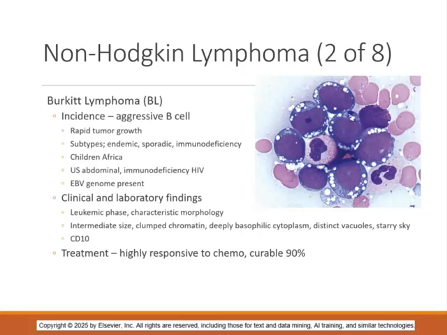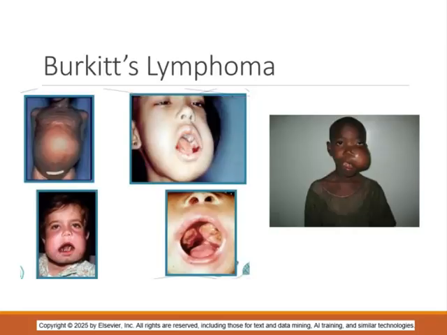So in the clinical phase, you can see the pictures there. It's characteristic morphology. It's all lymphs that have tons of vacuoles in them, very starry sky, with deep basophilic blue cytoplasm. I mean, you can see them as very characteristic. It's a CD10 marker. But fortunately, it's very responsive to chemo, and it is curable until you see this picture. This is Burkitt's lymphoma seen in children in Africa. It's a nasopharyngeal thing. Of course, this has really progressed extremely far, but definitely not good.